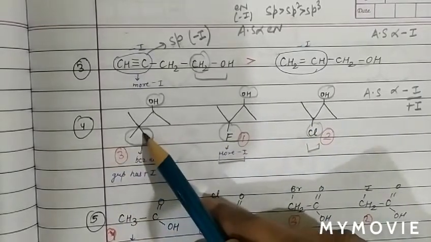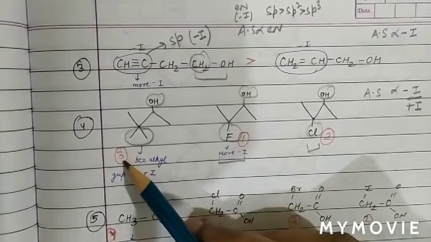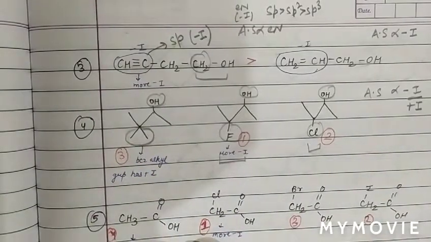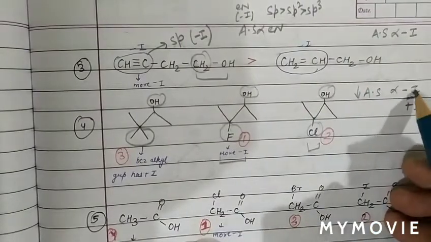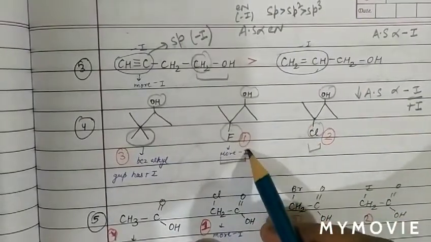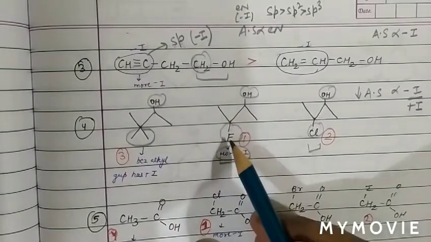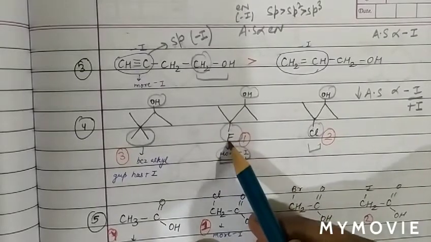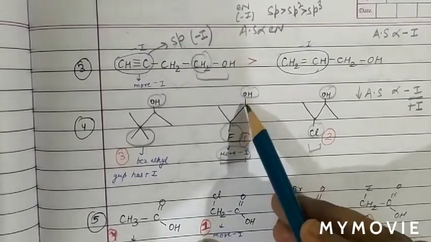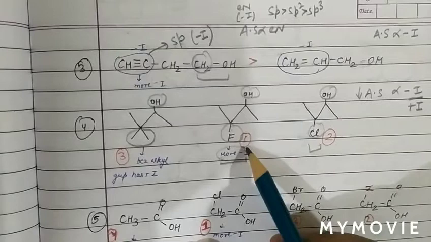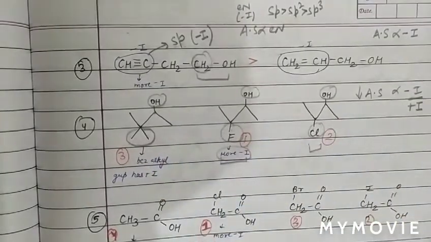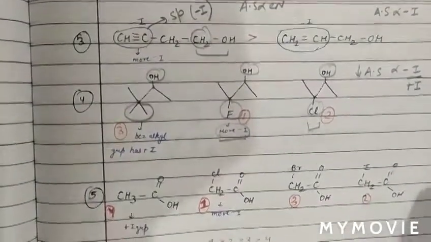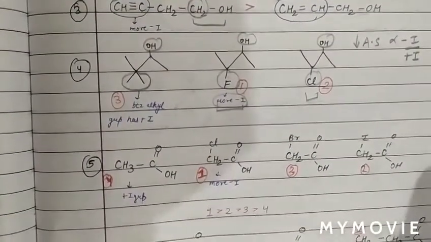So plus I decreases the stability, hence the acidic strength is less, because plus I decreases the acidic strength and minus I increases the strength. And in minus I, fluorine has more minus I, because the electronegativity of fluorine is high, so the minus I effect of fluorine is high, hence the acidic nature of this is more than this. So acidic strength is given first number to this, and then second, and then third. Now see the next question, again on the basis of comparison of acidic strength.